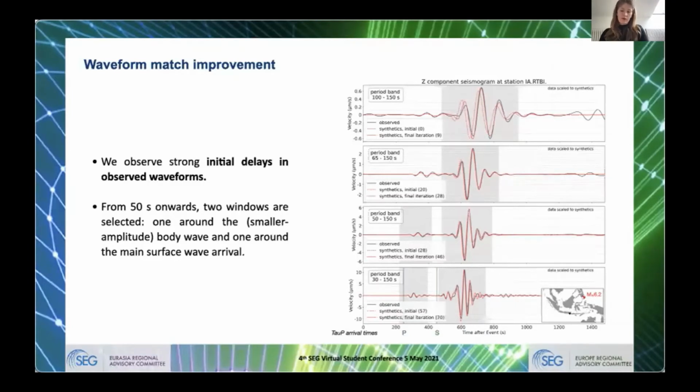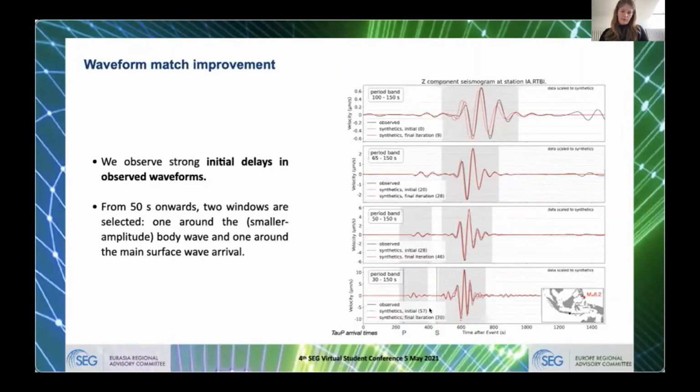We're seeing strong initial delays in observed waveforms with a particularly large time shift at 100 seconds, indicating that our starting model was way too fast. From 65 seconds onwards, the waveform match is already excellent. And from 50 seconds onwards, 2 windows are selected, one around the smaller amplitude body wave and one around the larger magnitude surface wave arrival.